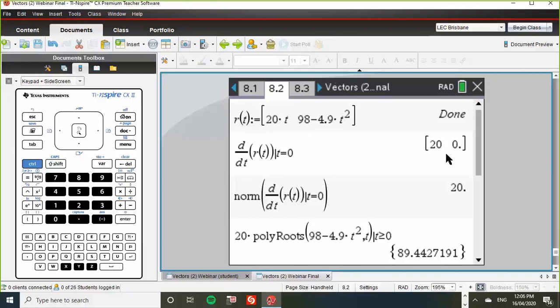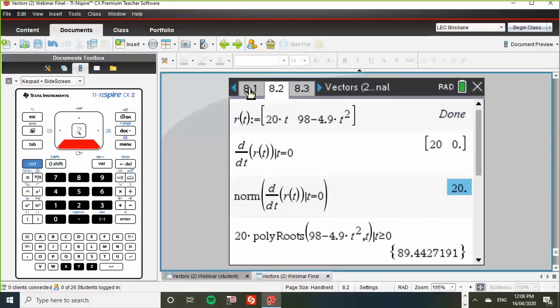This output is illustrating that the initial velocity is 20i plus 0j. So the initial velocity is actually horizontal. So there's no vertical component in the initial velocity. And of course, the magnitude of that vector is the speed. And you can see there that the speed is 20, let's call it meters per second.